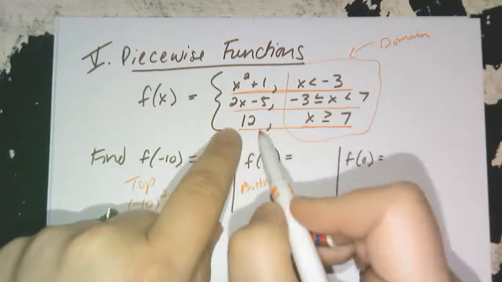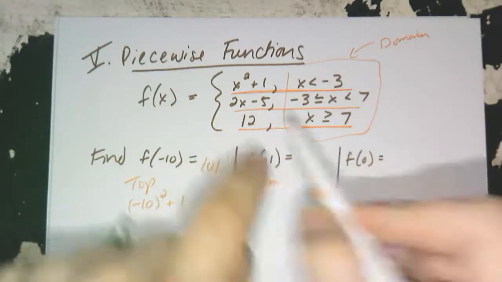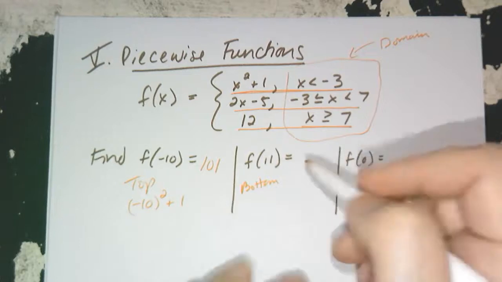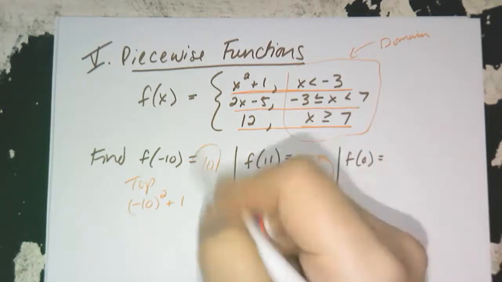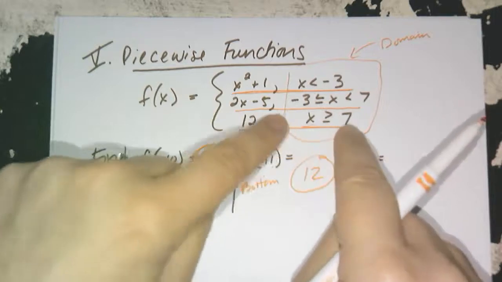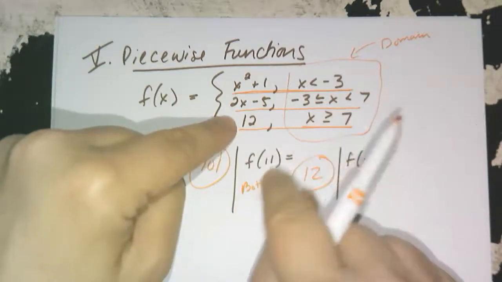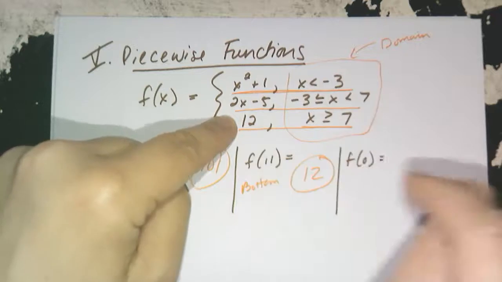Now, this doesn't make sense to some of you. There's nowhere to plug in x. So then what is your y value? 12. That's it. It says no matter if x is bigger than 7, your answer is always 12. If your x value is bigger than 7, which this is, your answer is always 12.